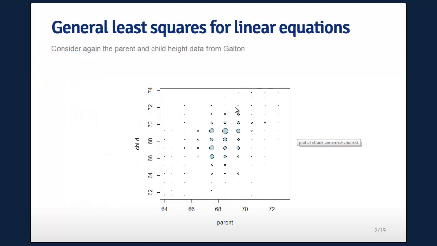Okay, so hopefully you've watched the previous lectures, where we've gone over some of the basics and also gone over notation. Let's consider the parent and child data sets again from Galton. And here it is, where remember the size of the circle represents the number of points at that particular XY combination. Now we would like to fit a regression line through that data, so a line that in some sense is the best line through the data. That's what we're going to talk about today, and we're going to do it with least squares.